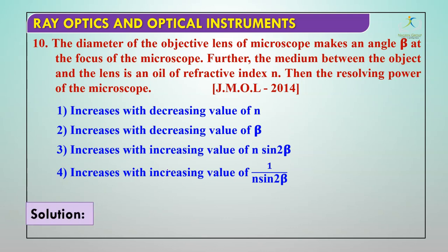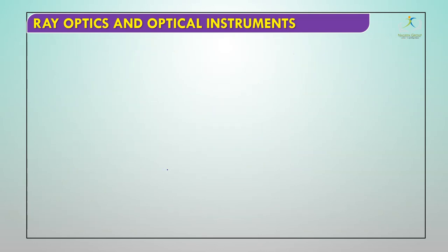Let's move to the solution part. Resolving power of the microscope is 2 mu sine theta by lambda. According to that, the correct option is option 3. Because if we increase the value of resolving power, the value of n times sine 2 beta will be increased.